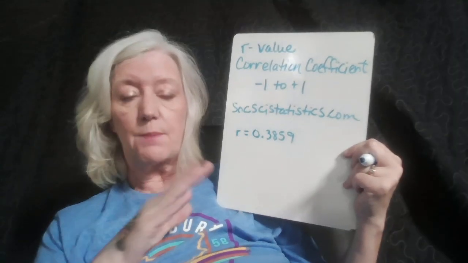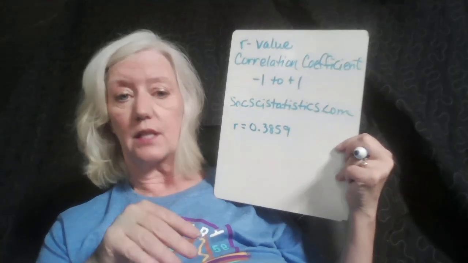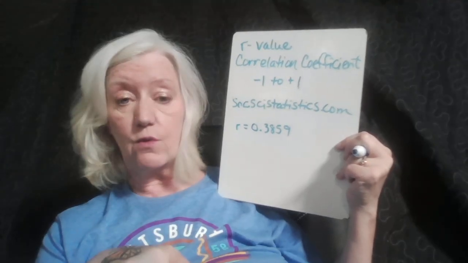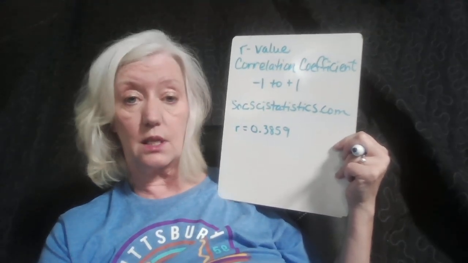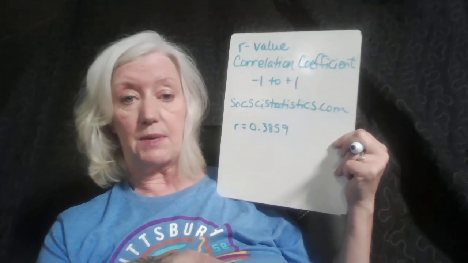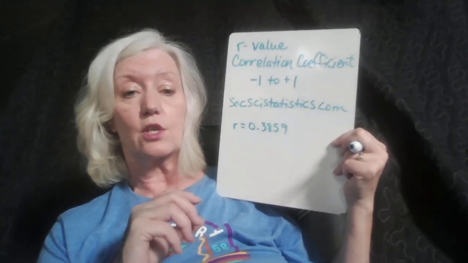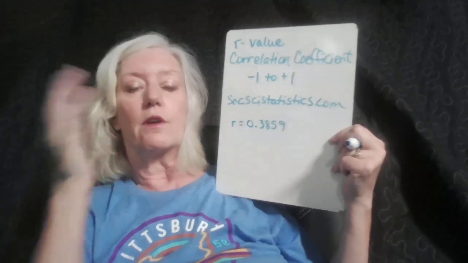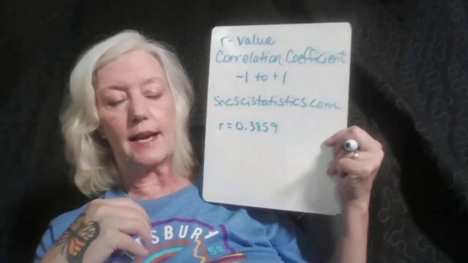1 is a perfectly correlated, perfect straight line. Every single dot is on the line. Okay. -1 is a perfect correlation as well, only it's going to be going downhill and every dot's going to be on the line. As we start getting dots off the line, we start figuring out how close to the line they are.